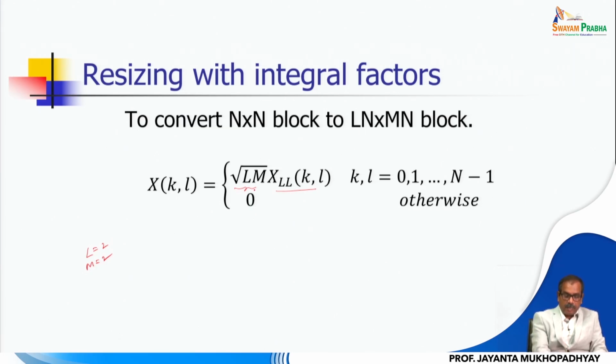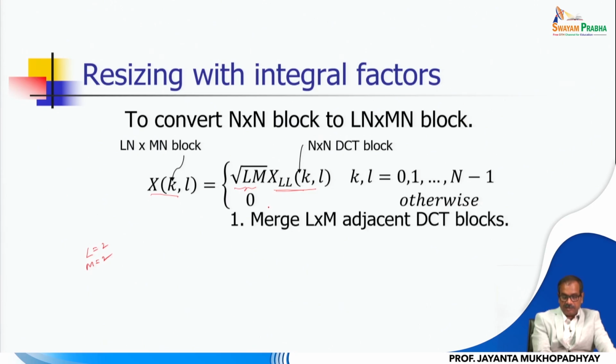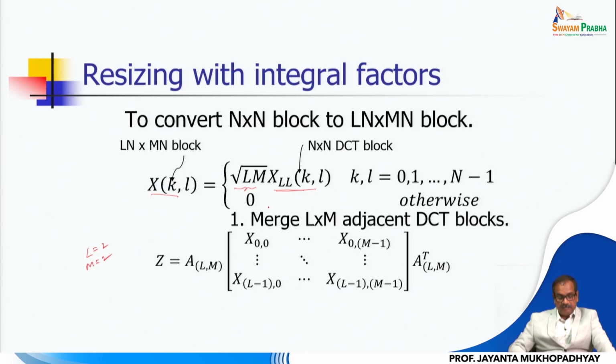Once you get the larger Ln cross Mn block, then you perform decomposition. So this is what you do: you convert an n cross n block into an Ln cross Mn block with this approximation, and then you perform decomposition. So merge L cross M adjacent blocks, and so this is another approach. This one is the approximation, but this result, as you see, will not be so good.